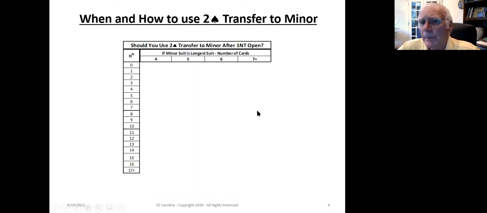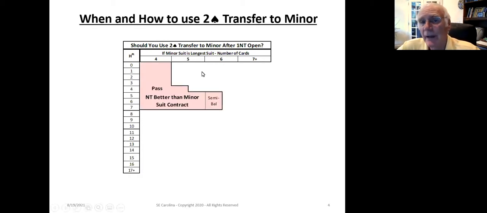Let's take a little bit deeper look at the environment where you have no 4-card major, no 5-card major, but you have at least one 4-card minor, which would be 4-3-3-3 with 4 clubs or 4 diamonds.